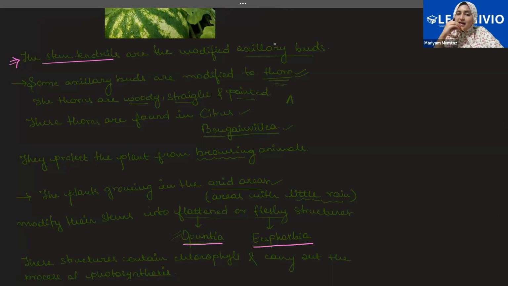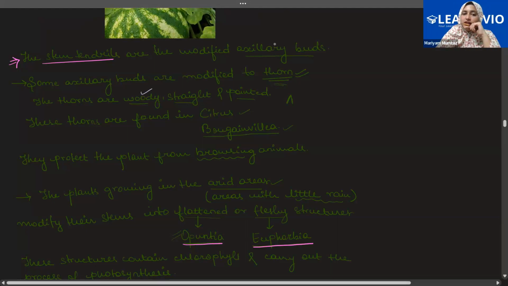Now, some axillary buds are modified to form thorns. How many of you have seen the thorns on a rose? Thorns, the spiky structures, right? And the thorns are woody, straight, and pointed. They are found in citrus and bougainvillea. Now, what is the function of the thorn?